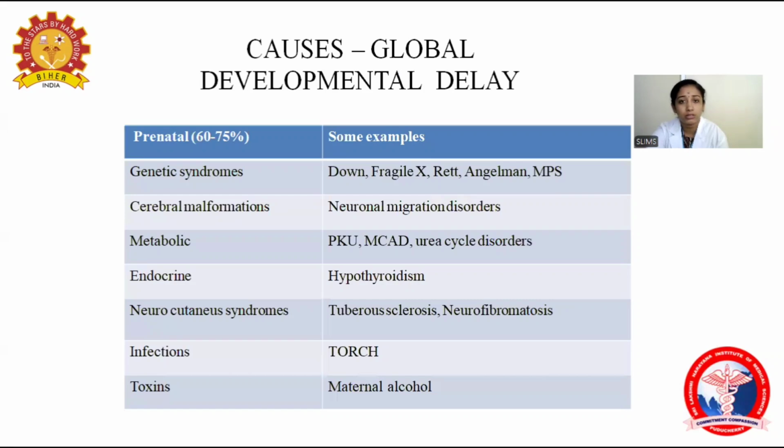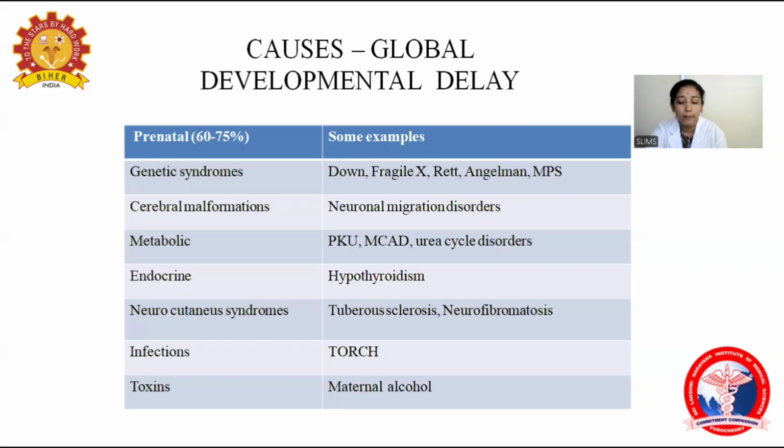So let us see some causes of global developmental delay. They can be divided into prenatal, natal, and postnatal causes. Prenatal causes account for 60 to 75% of the causes of developmental delay. These include genetic syndromes, for example Down's, Fragile X syndrome, Rett syndrome, Angelman syndrome, and mucopolysaccharidosis. Cerebral malformations are seen in neuronal migration disorders and corpus callosum agenesis. Next are metabolic causes, seen in phenylketonuria, multiple carboxylase deficiency, and urea cycle disorders.